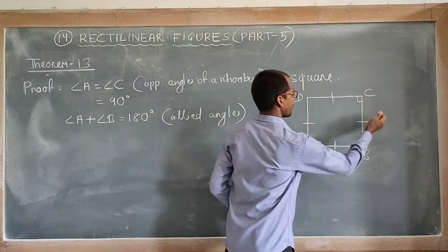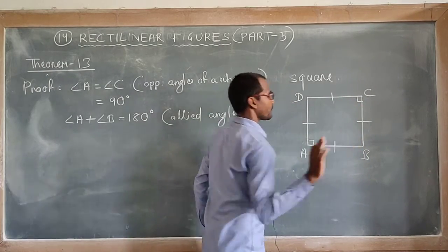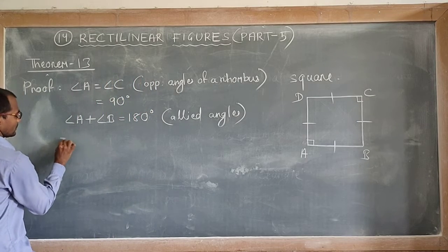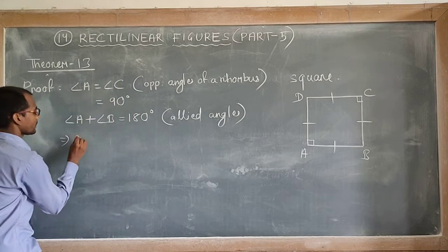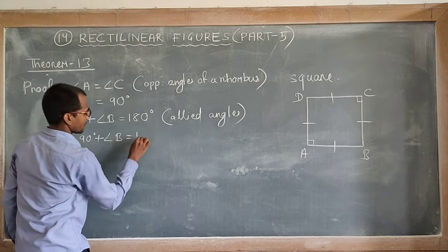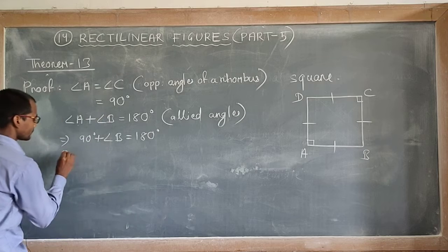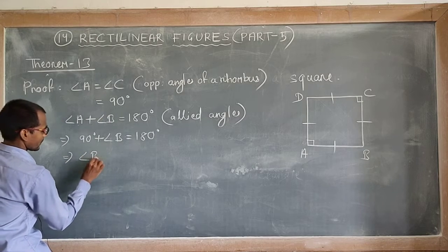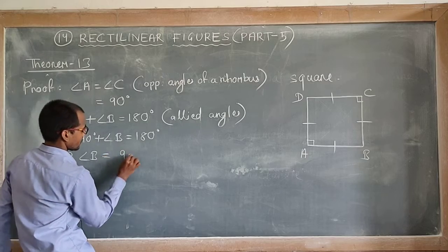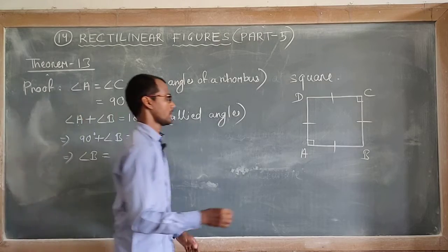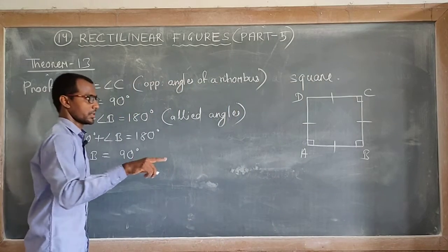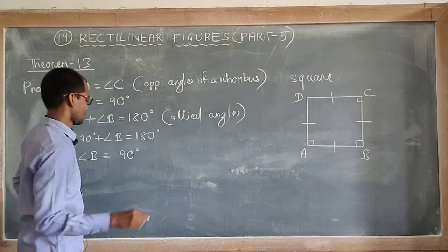If AD is parallel to BC, then angle A plus angle B should be 180 degree because they are allied angles. Okay. What is angle A? 90 degree plus angle B is 180 degree. This implies that angle B is equal to 180 minus 90, which is 90 degree. Okay. So we got angle B is also 90 degree, but angle B equal angle D.